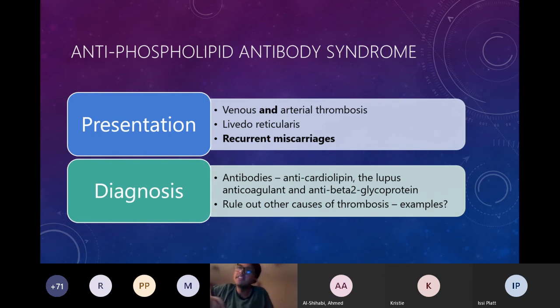So this is one of the causes of venous and arterial thrombosis. And an important thing in the history is if they're female, they might have had recurrent miscarriages. There are 3 antibodies you're going to test for this condition: anticardiolipin, lupus anticoagulant, and anti-beta-2 glycoprotein. And remember to rule out other causes of thrombosis. Can you list me some causes of thrombosis that are more common than this? Because antiphospholipid antibody syndrome is rare. Mod C, you might not have done it, but if you have done it, list some causes.